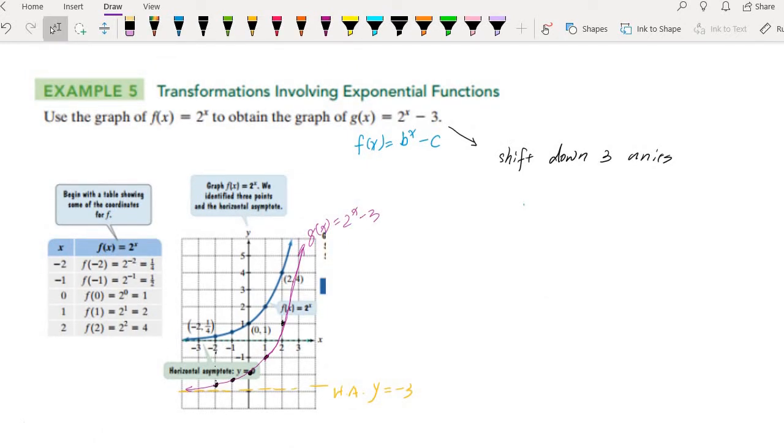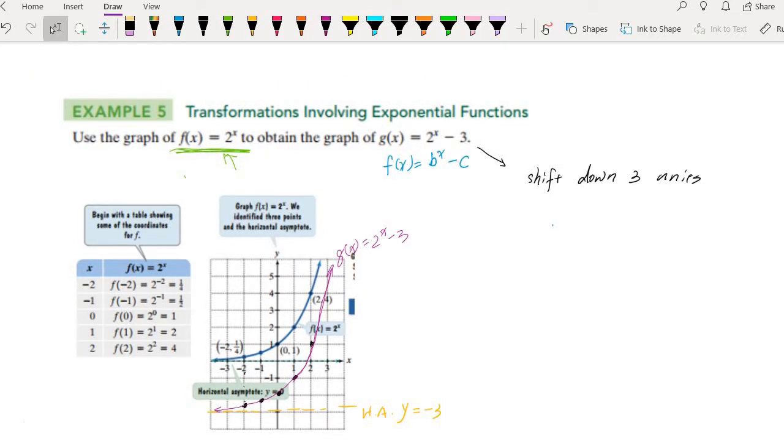Anyway, if the graph is given to you, you don't have to graph it, and all you have to do is just shift down or up. However, if it is not given to you, I need you to graph that first. That's what we did for examples 2 and 3. You know how to graph them.